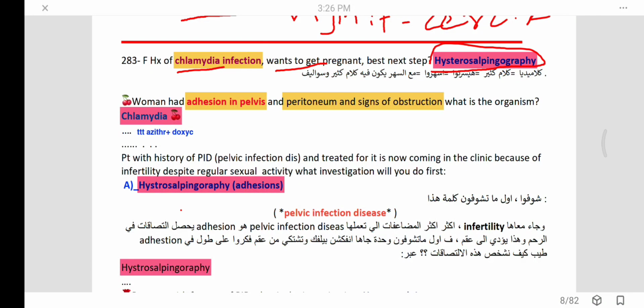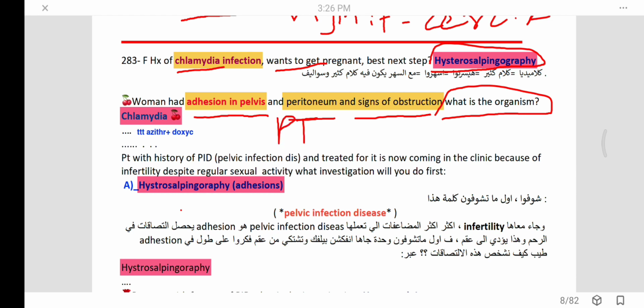This is page number 8 of the Alaa notes, and the question says a woman had adhesions in the pelvis and peritoneum and signs of obstruction. What is the organism? So the question is telling you about pelvic inflammatory disease, and the most common organism here is chlamydia, and the recommended treatment for chlamydia is erythromycin and doxycycline.